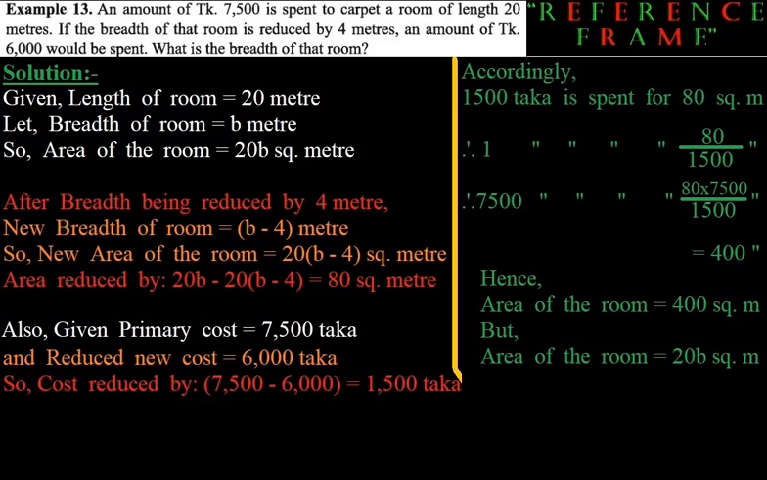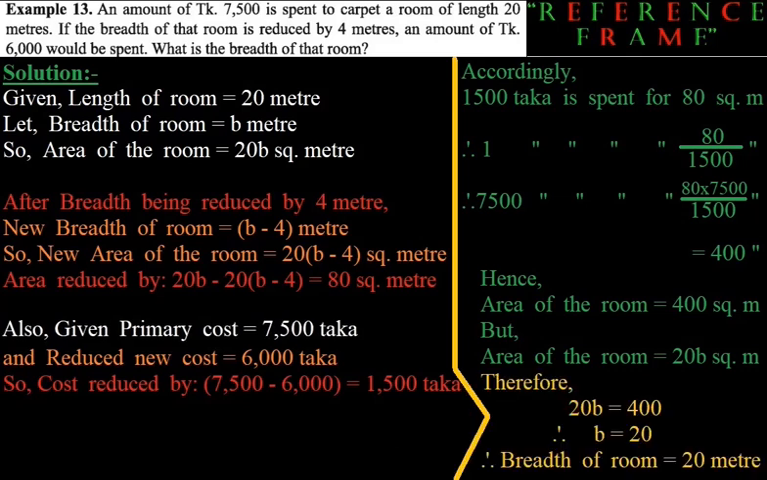Alright, so let's see what's gonna happen. As I mentioned, the two areas are the same area of the room, so 20b will be equated to 400. Look here, 20b is equal to 400, therefore b is equal to 20, because 400 divided by 20 is equal to 20. Therefore the breadth of the room is 20 meter. Look at the question. What were we asked to find? We were asked to find the breadth of the room, and here we get the breadth of the room is 20 meter. Now go for the next problem.